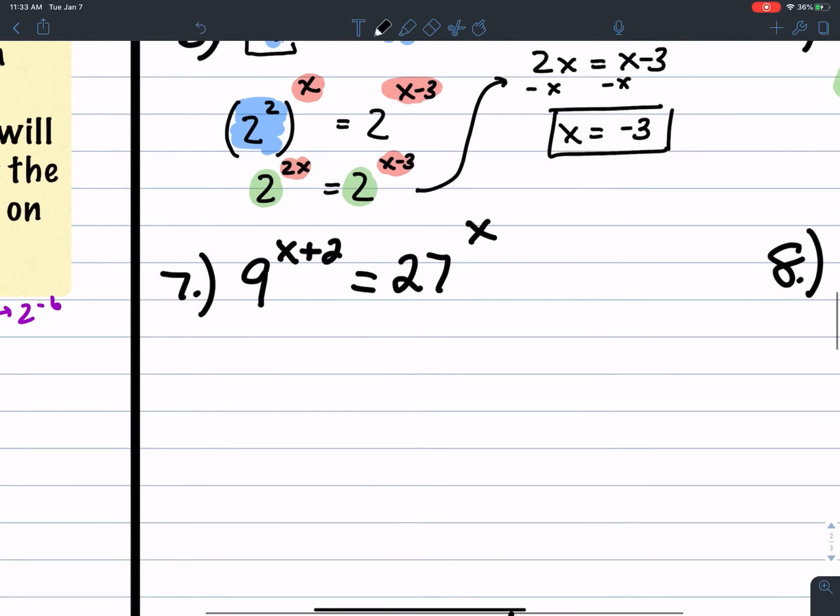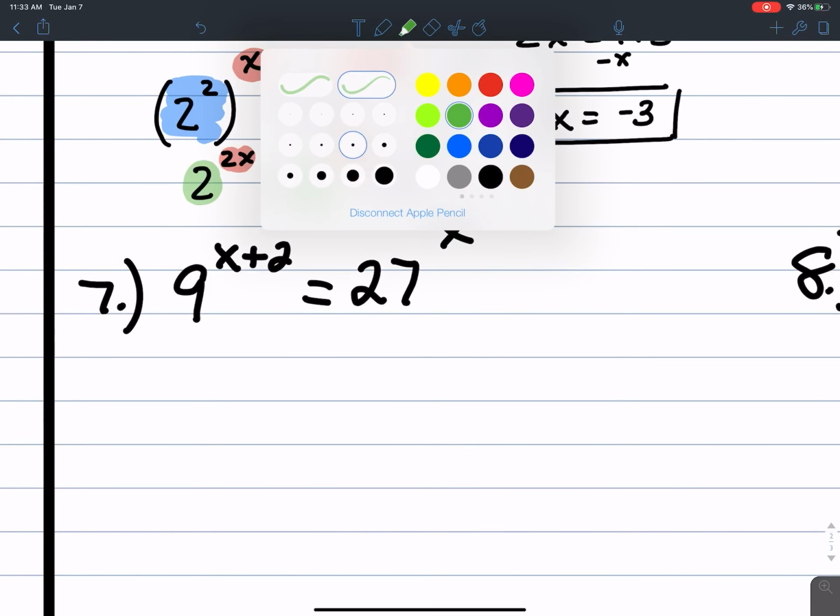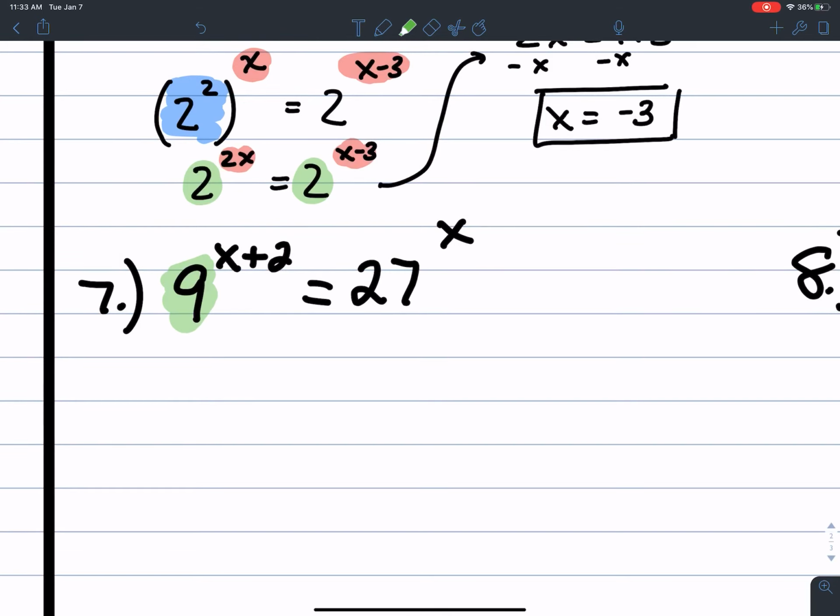So let's keep going with number 7, excuse me. This is an example where we might need to rewrite both of the bases. Here I see a 9, and the other base I see is a 27. Now, I can't write 27 as a power of 9, right? 9, 81, so on and so forth. And I can't write 9 as a power of 27. So we'll need to rewrite both of them.